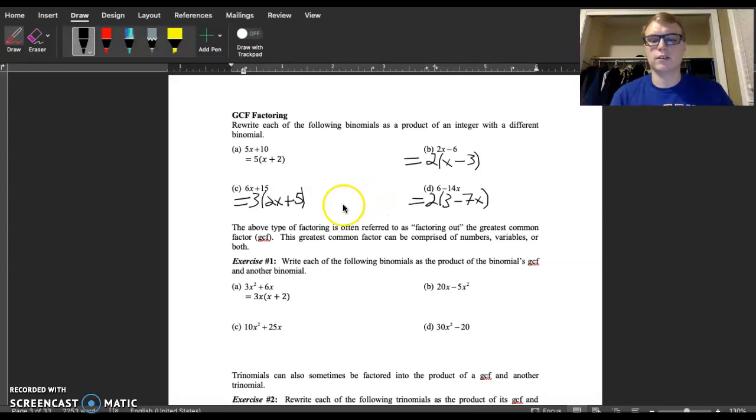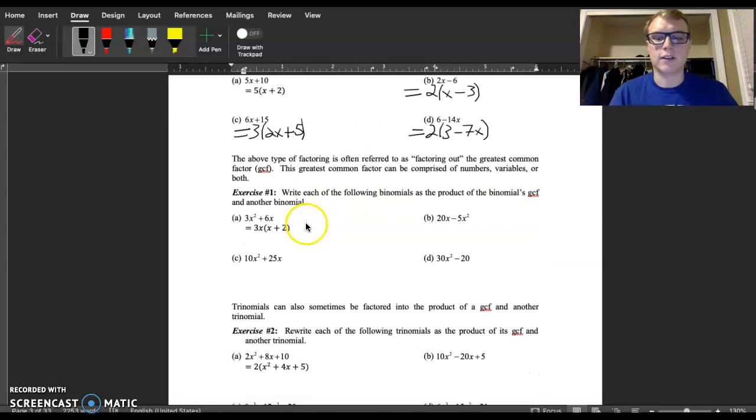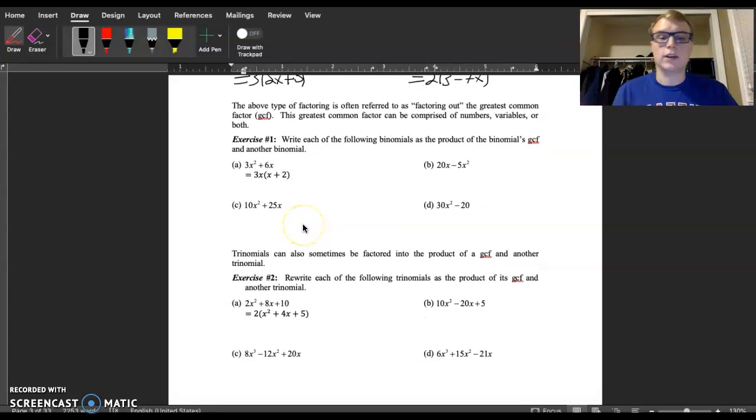So pretty easy here. Our next step is that we can have a variable as our GCF, and that typically happens when we have the variable in both parts or in every part. So as you can see in example A, we have 3x squared plus 6x. So we have a GCF of 3x, which we can pull out, and we're left with x plus 2. So that's what's left in our parentheses.